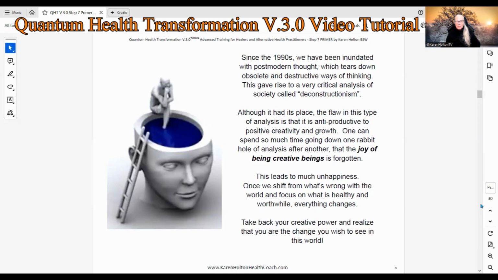Once we shift from what's wrong with the world and focus on what is healthy and worthwhile, everything changes. Take back your creative power and realize that you are the change that you wish to see in the world.